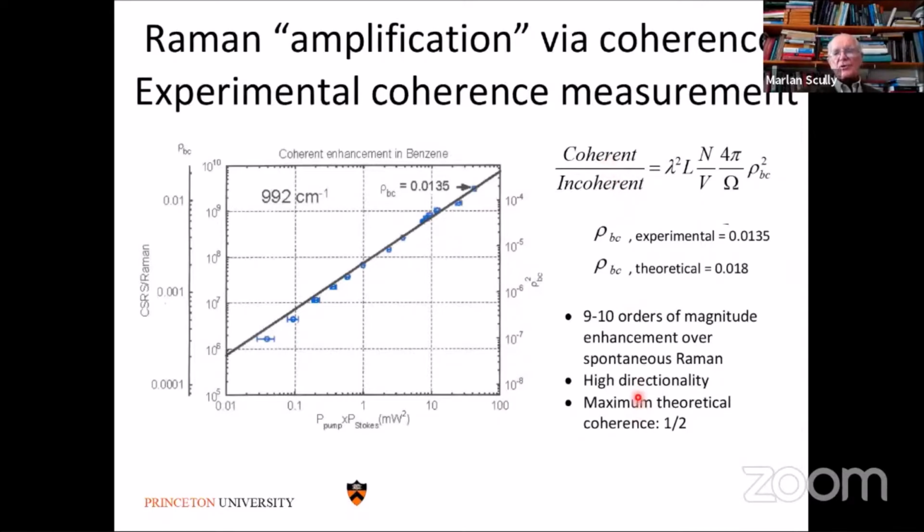And so it's also highly directional. We did experiments and showed that we get, indeed, many orders of magnitude enhancement, where rho BC maximum is 1/2, of course, about 1%, and comparing it to what we calculate theoretically gives us a lot of encouragement for continuing with this line of endeavor. That is to say, let's use CARS to detect anthrax.